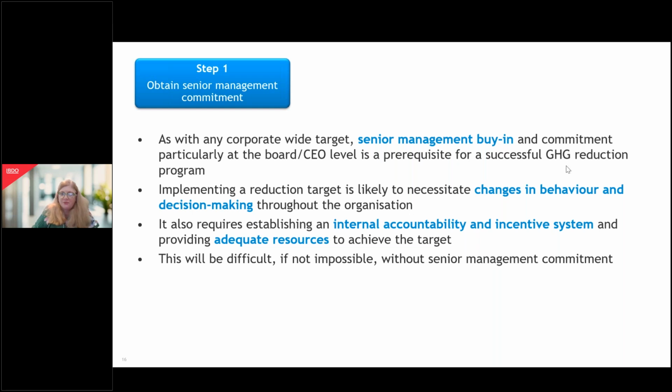It's only if they support it and they're across it that it's achievable to do this.